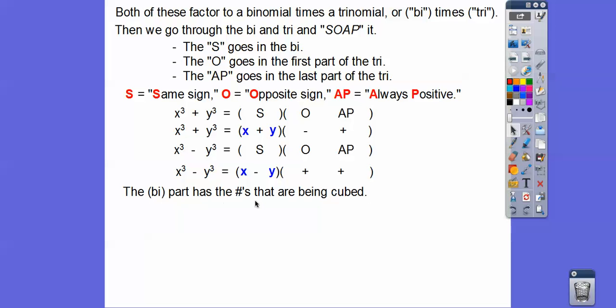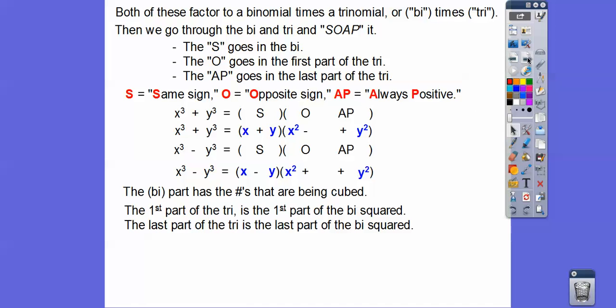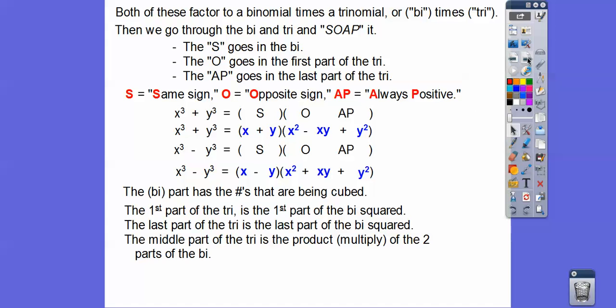The bi part, you guys, are the numbers that are being cubed. So whatever's being cubed is x and y, goes here and here, okay? Then the tri part, you guys, the first part of the tri part is this guy squared. Okay, so square that, that goes here. Square that, that goes here. And think about it, you guys. If we multiplied this through, x times x squared would get me this x cubed right there. And then y times this y squared will get the y cubed right there. And then when you FOIL it all out, everything else cancels out, and you get that right there. Okay, so the first part is the x squared. The last part is the y squared. And then the middle part is just the product of x and y. So you just multiply that in the middle right there.